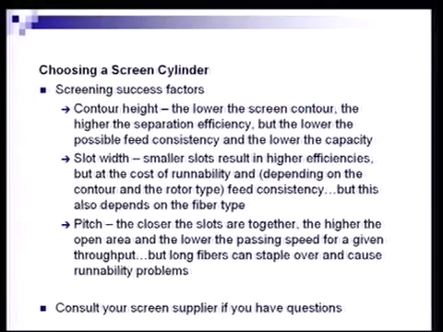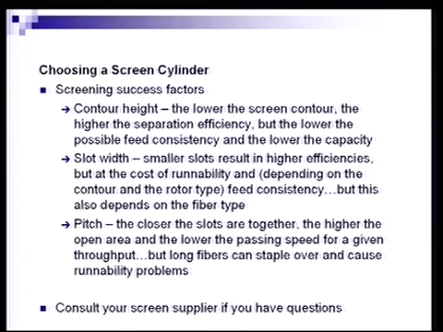So how do we choose the right screen cylinder? This is an extremely complex technology, one that is not completely modeled well, and so we can't really tell for every instance exactly which screen plate it is. We can come pretty close, and these are some of the parameters that we look at. Certainly not all, but I would say these are the big three: the contour height, the slot width, and the pitch. The contour height is the depth of the profile.